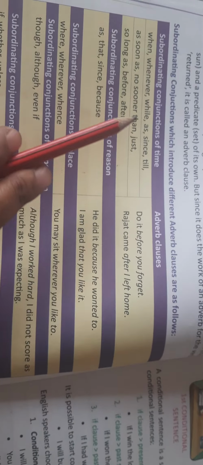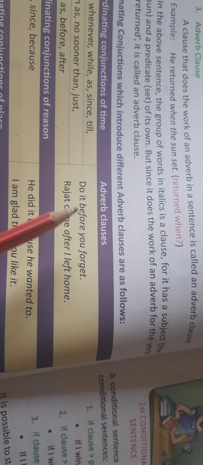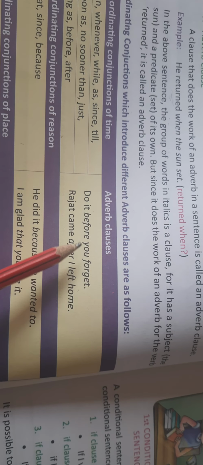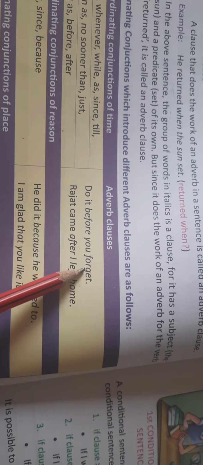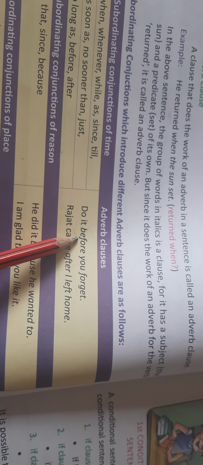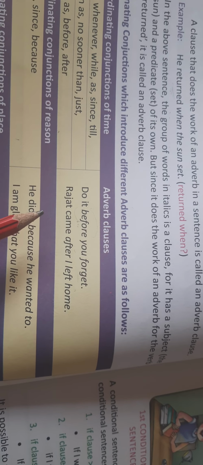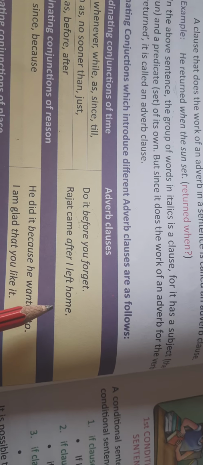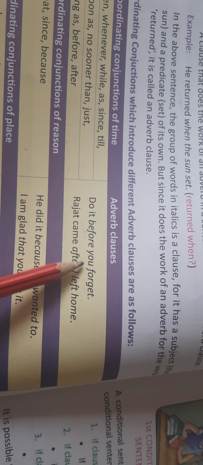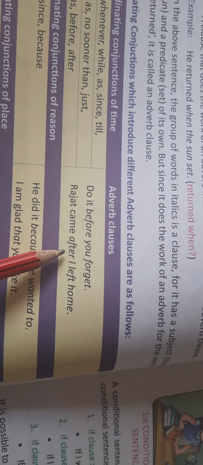So here with these words, how the sentences are formed in an adverb clause, you can see: do it before you forget. So here before you forget is a clause because a subject is there and a verb is also there, and it is joined with the word before, and before is a subordinating conjunction of time. So it is an adverb clause. Rajat came after I left home. So here I left home, subject is there, finite verb is there, and it is joined with the word after, which is a subordinating conjunction of time.